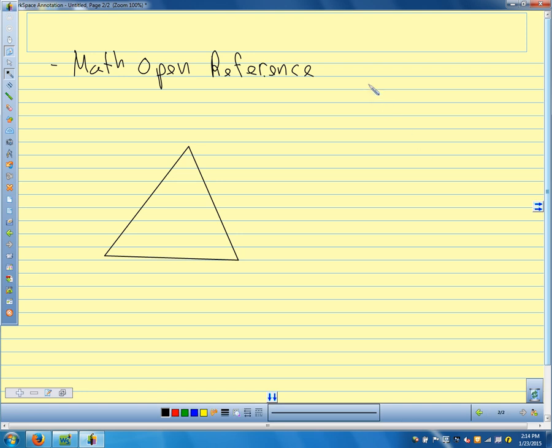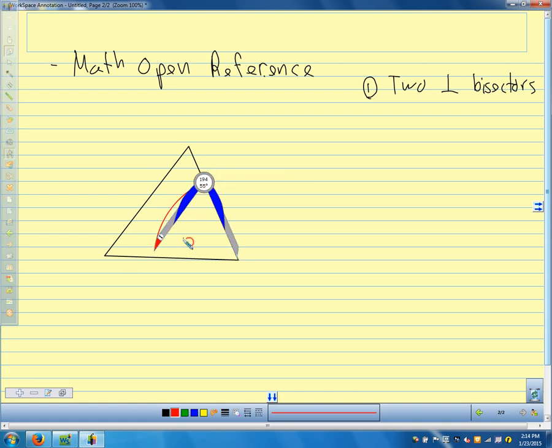All right, so our first step, we want to make two perpendicular bisectors. The perpendicular bisectors, we're just bisecting two sides of the triangle. To bisect the side of the triangle, that's the construction. That's one of the first ones we learned, where you open up your compass more than halfway across the segment and make an arc.